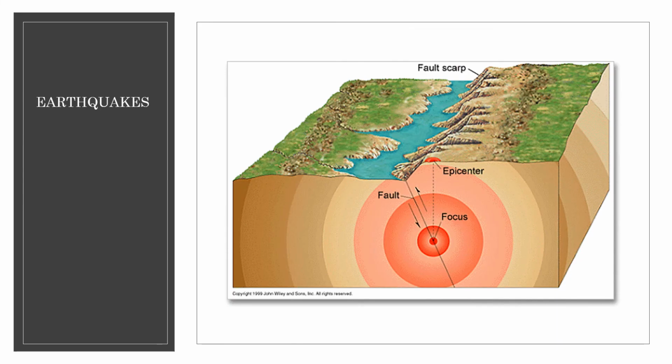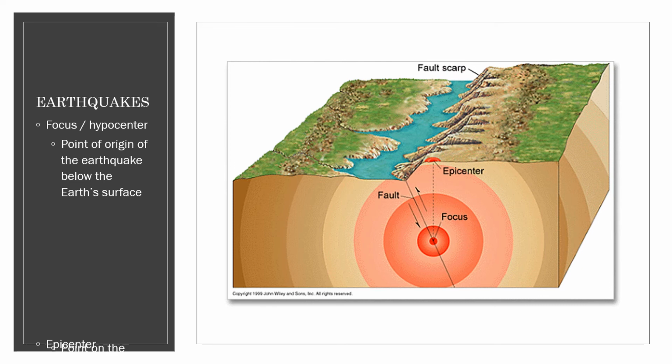The point of origin of the earthquake below the Earth's surface is called the focus or the hypocenter. The point on the Earth's surface directly above the focus is called the epicenter. When the rock moves, the waves are radiated outward in concentric spheres.